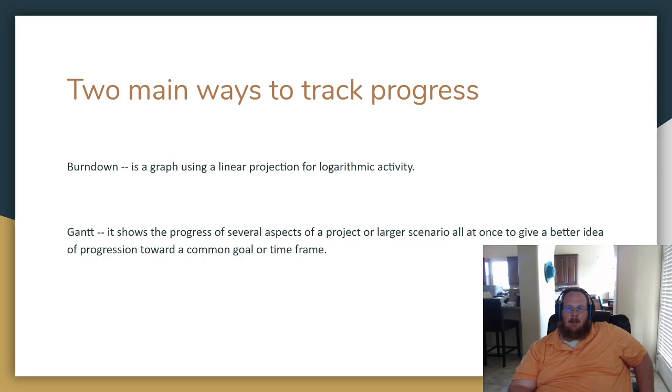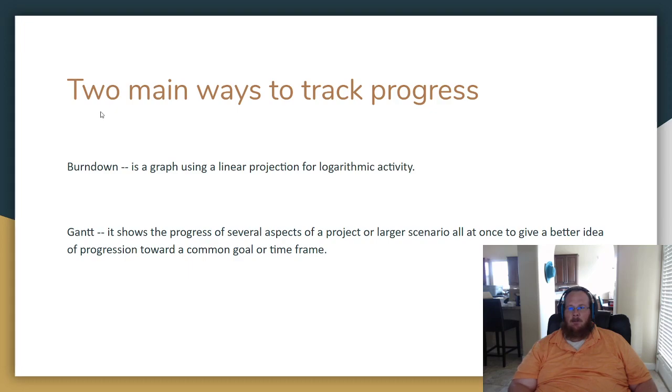A burn down graph is basically a linear projection for logarithmic activity. For those who aren't math people out there, it basically means that they're trying to use a straight line to measure something curved, right? Like taking a ruler and trying to measure the diameter of a basketball. And I'm not talking like a tape measure. I mean like a wooden 1-foot ruler, taking that and trying to measure a basketball. It's not the best way to do it, and you're probably going to be wrong more often than you're right.